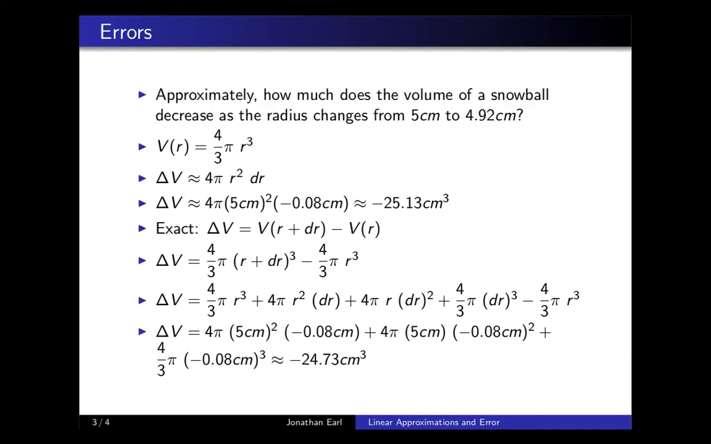Okay, so we can do the same kind of idea, but now with changing the radius in the volume of a sphere. We're going to have a spherical snowball, and we want to see how much the volume is going to change as the radius drops from 5 centimeters to 4.92 centimeters. The volume of a sphere is given by 4/3 pi r cubed, and if we find the derivative of the volume, we get 4 pi r squared.